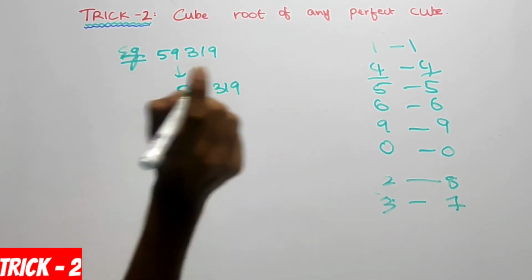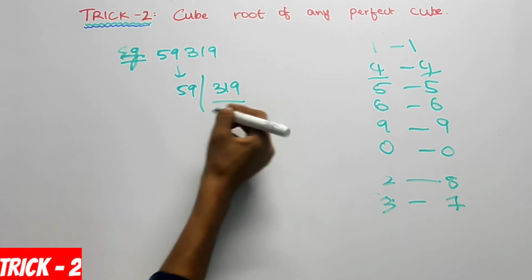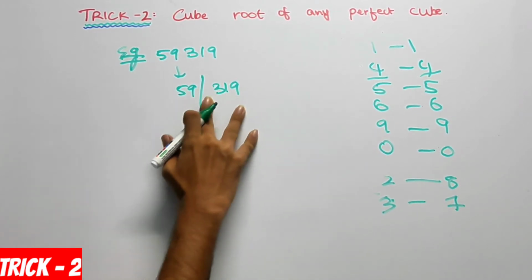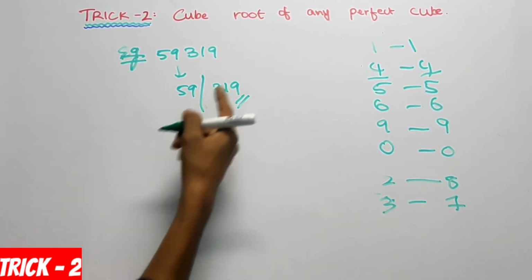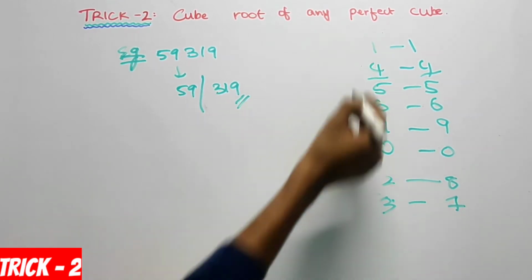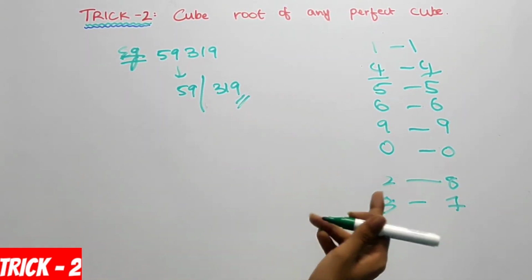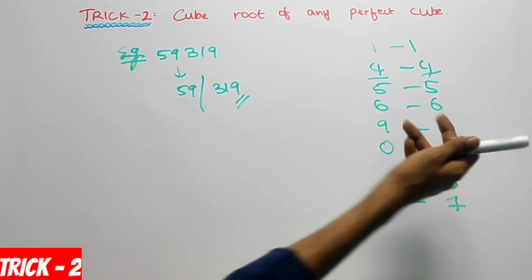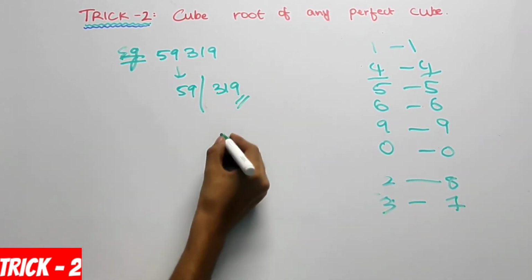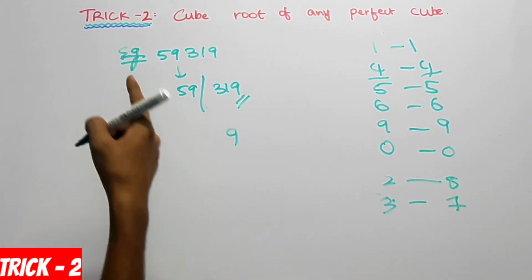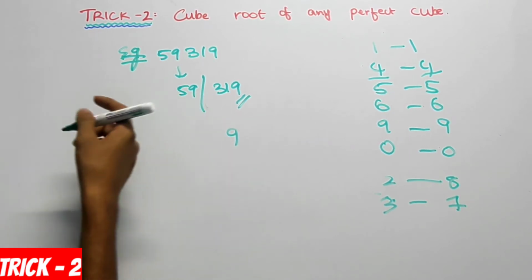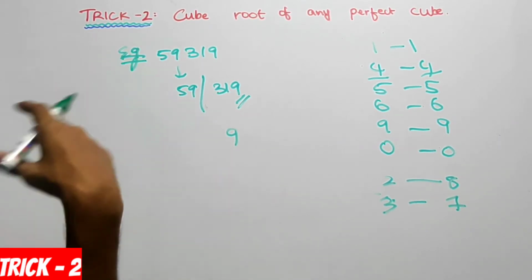Now you can clearly see 319 has the units digit of 9, and it has 3 digits in the first part. So the units digit is 9. See the table. Since if it is 9, then the units digit upon cubing also gives us a 9. Hence write 9 as the units digit of your final answer as well. Now for the tens digit, use the number 59 or the first part.